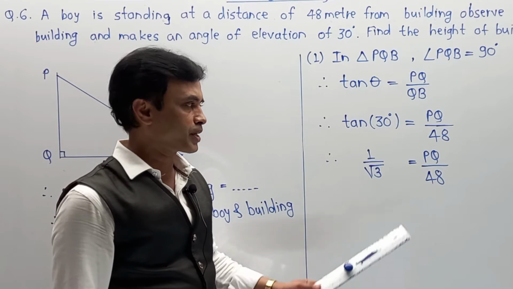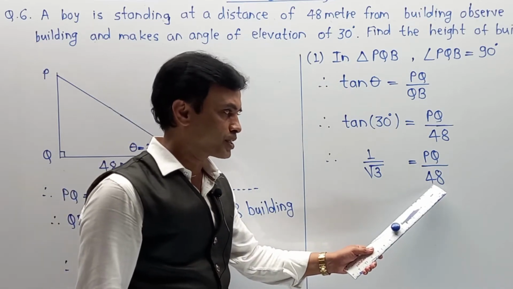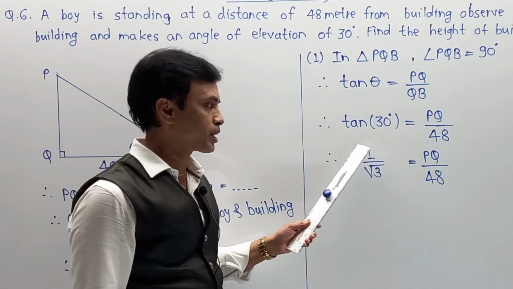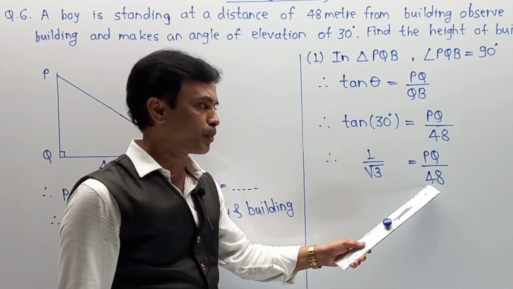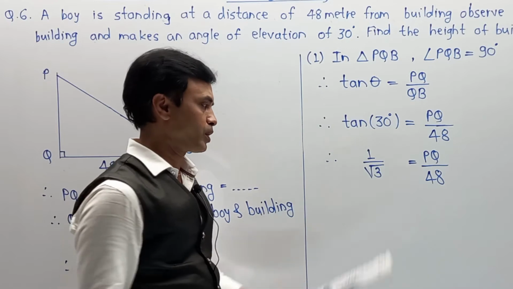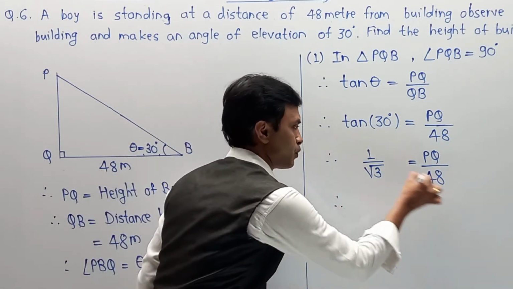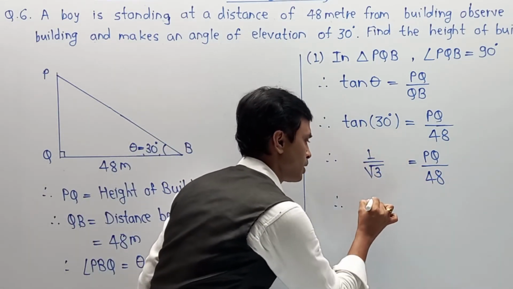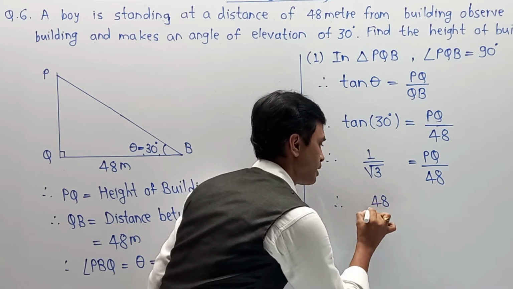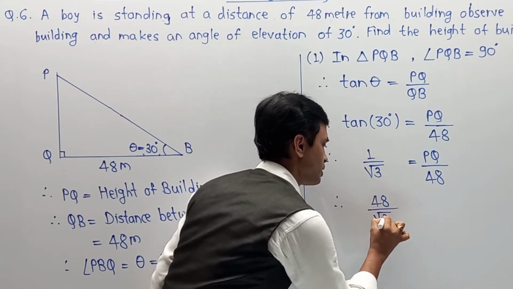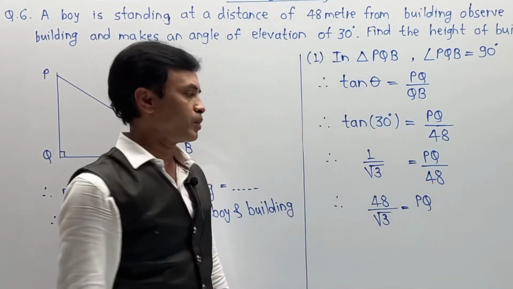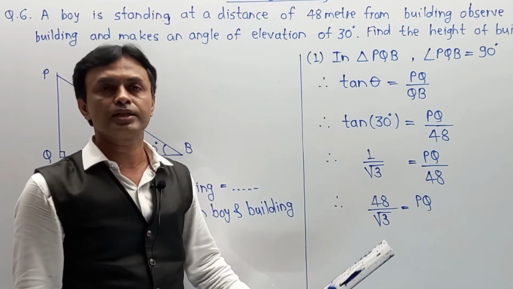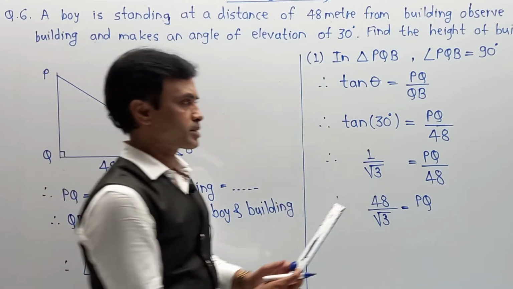So next simplification, here I am going to shift this 48, which is divided by, over here. Once again, 1 upon root 3 is equal to PQ upon 48, shifting this 48 over here. So your answer looks like 48 into 1, that becomes 48 upon root 3 is equal to PQ.